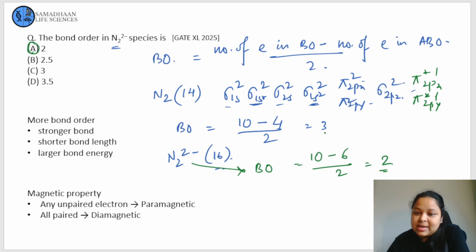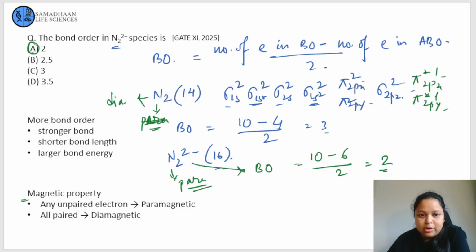Now if the bond order is higher, then the bond is stronger, the bond energy is larger, but the bond length is shorter, right? Now for the magnetic property, if there is any unpaired electron, for example here, then the molecule is paramagnetic. It doesn't matter if the unpaired electron is in a bonding or antibonding orbital, presence of an unpaired electron means paramagnetic, and N2 2 minus is paramagnetic. But if there is no unpaired electron and all the electrons are paired like in nitrogen, then the molecule is diamagnetic.